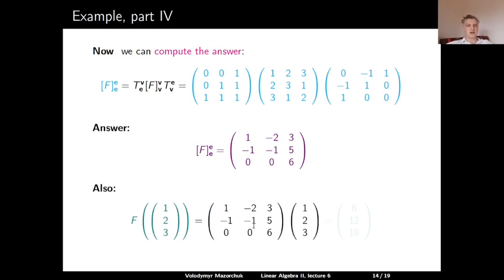So we can take the matrix of F in the standard basis and multiply this matrix with our element 1, 2, 3. So what we will get: 1 minus 4 plus 9, this is 6; minus 1 minus 2 plus 15, this is 12; and then 0 plus 0 plus 18, which is 18. So F of (1, 2, 3) is equal to (6, 12, 18).